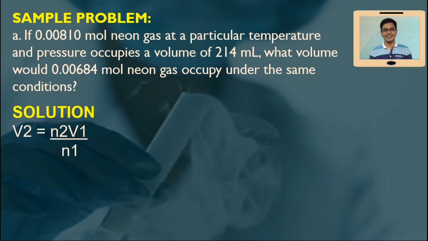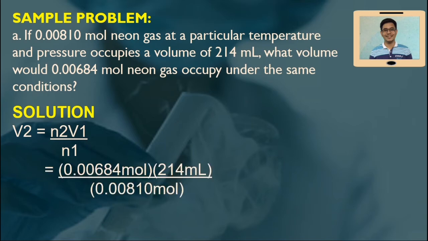So for our solution, we have our formula V2 is equal to N2 V1 over N1, and then next step is to substitute the given values for our N2, V1 and N1, which are our N2 is 0.00684 mole multiplied by our V1, which is 214 milliliters over 0.00810 mole. Okay, so perform natin yung indicated operation.